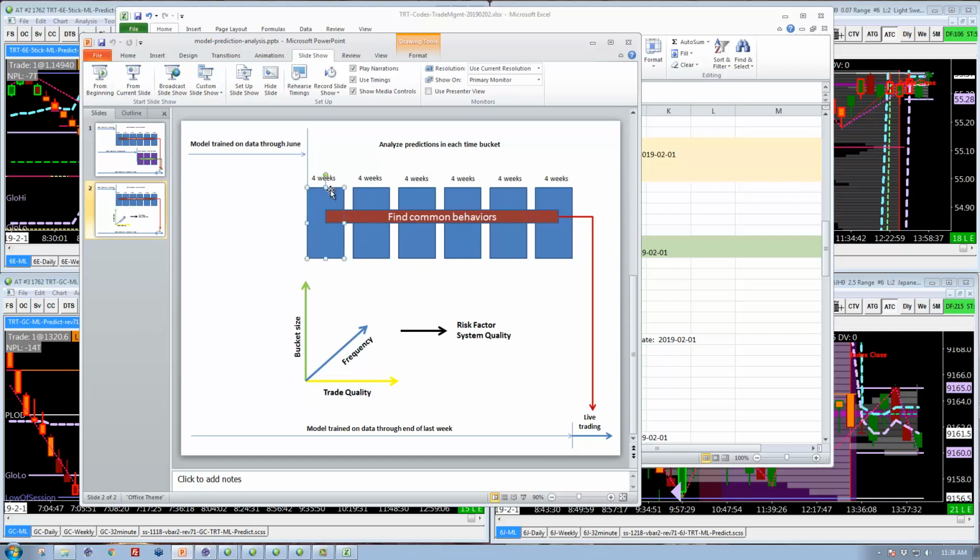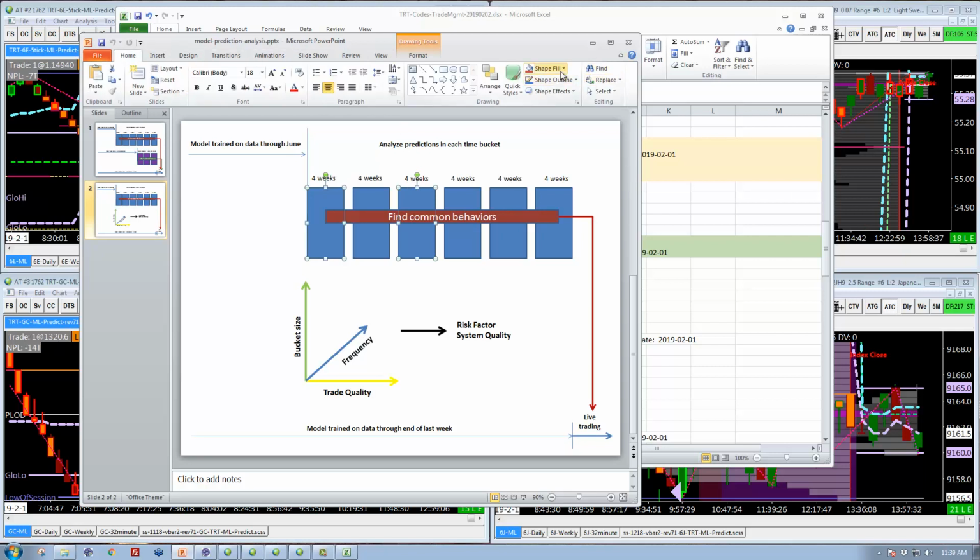So just to try to help you understand that, maybe I see these particular behaviors in these 2 buckets. It doesn't mean that behavior doesn't show up in the other buckets. It just means it didn't show up as a high quality trade in those other buckets. Okay, and this is the key thing to understand. I'm looking for a high quality trade. I require that I only see it twice out of my 5 buckets.